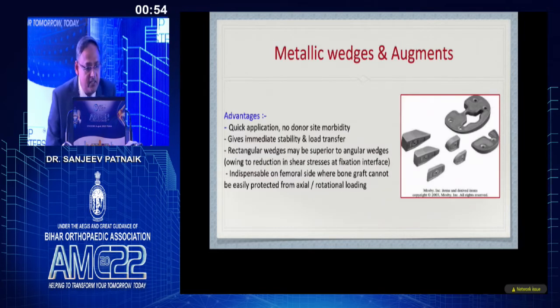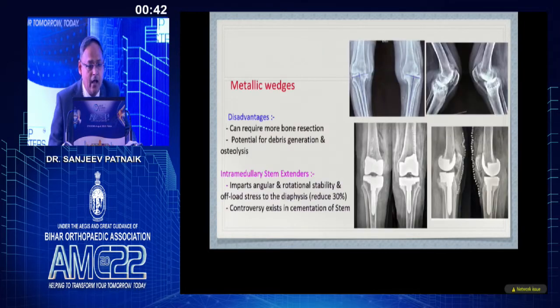Metallic wedges are quick. You can apply them very quickly, there is no donor site morbidity, and they give immediate stability and load transfer. And rectangular wedges may be superior to the angular wedges owing to the decrease in the shear stress. Now coming to the example of metallic wedges. The disadvantages are that it can sometimes require more bone resection, and there is potential for debris generation and osteolysis. And intramedullary stem extenders are a must.